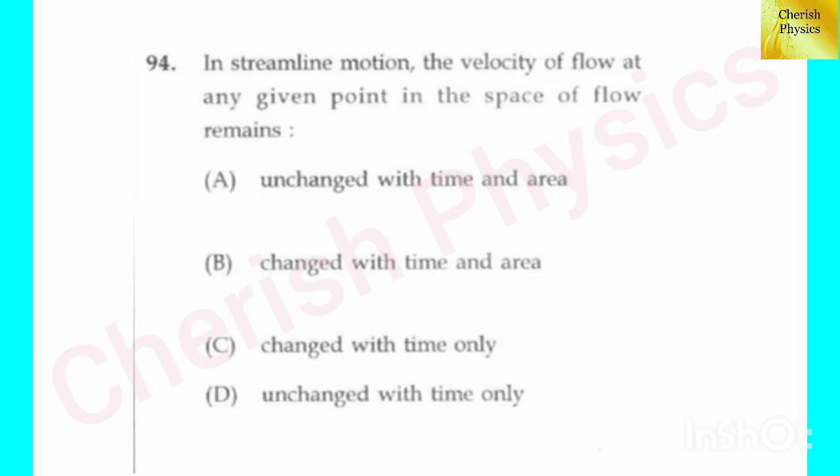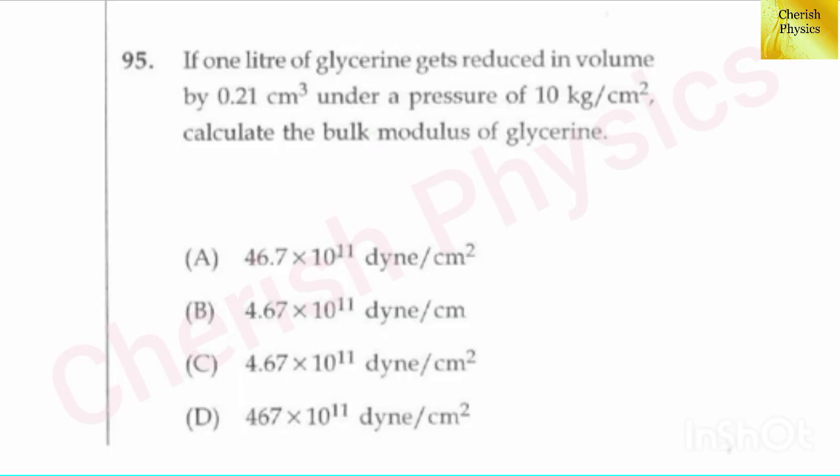Question number 94. In streamline motion, the velocity of flow at any given point in the space of flow remains dash. The answer is option D, unchanged with time only. Question number 95. If 1 liter of glycerin gets reduced in volume by 0.21 centimeter cube under a pressure of 10 kg per centimeter squared, calculate the bulk modulus of glycerin.